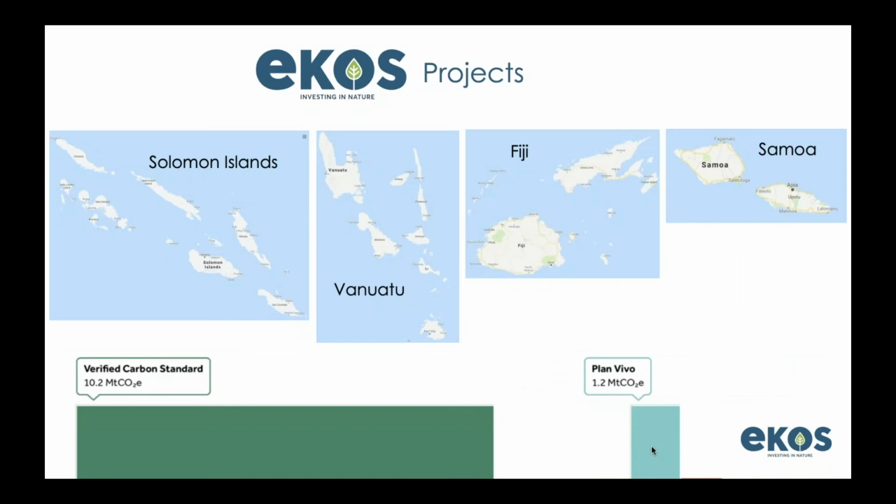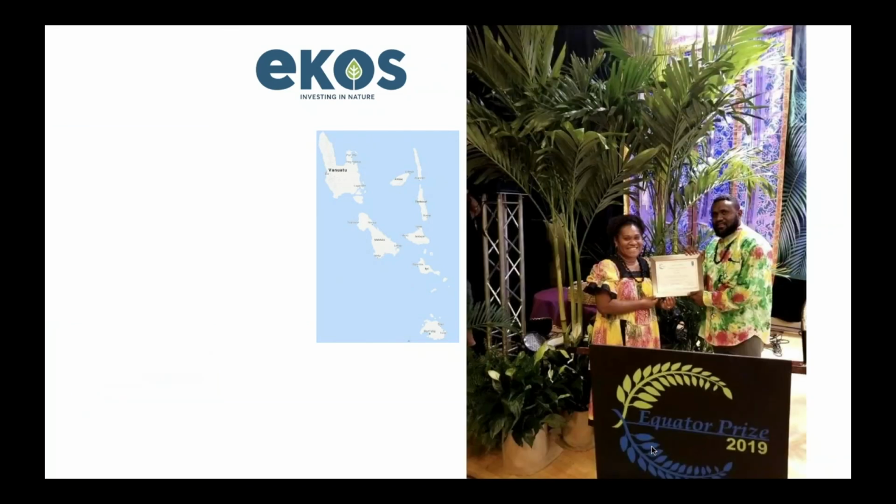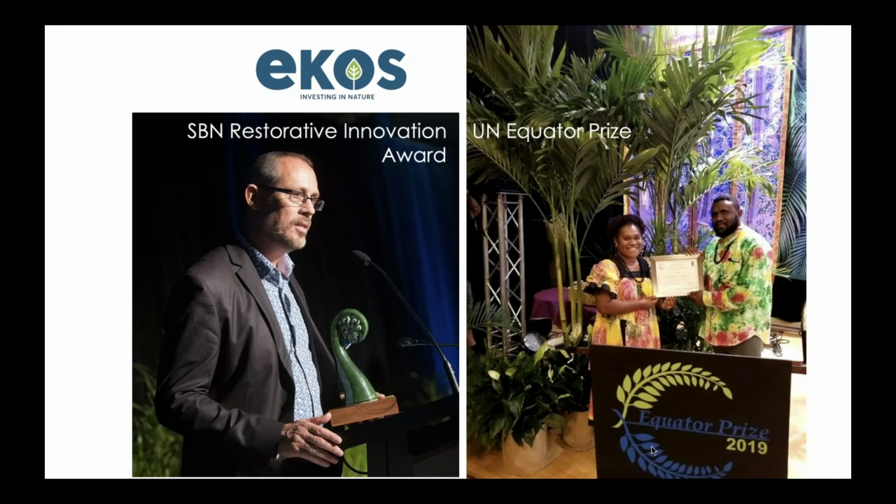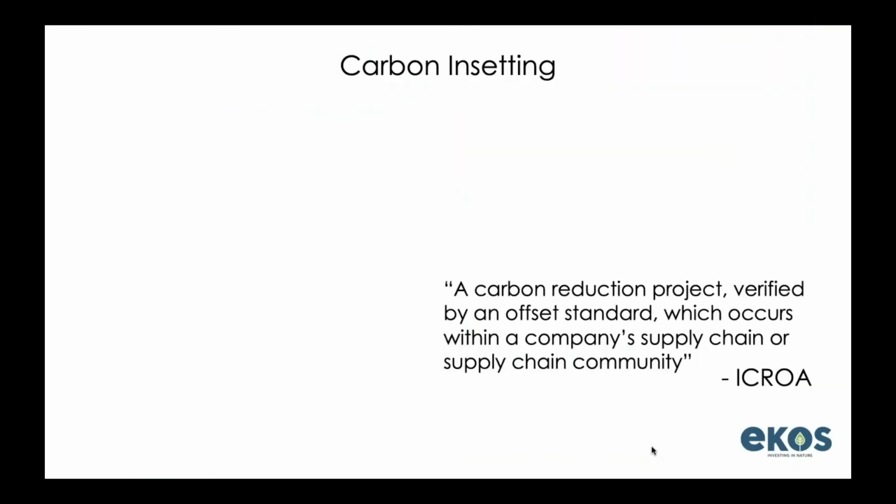We at Ekos have a number of projects in operation in the Pacific Islands that function in the voluntary market. We have a project in Fiji, one in Vanuatu, another one in development, and four of them in development in the Solomon Islands. Our Vanuatu project last year won the UN Equator Award for Innovation in Community Sustainability, and Ekos won the Restorative Innovation Award for the New Zealand Sustainable Business Network, just to show that our work is operating at a high level.